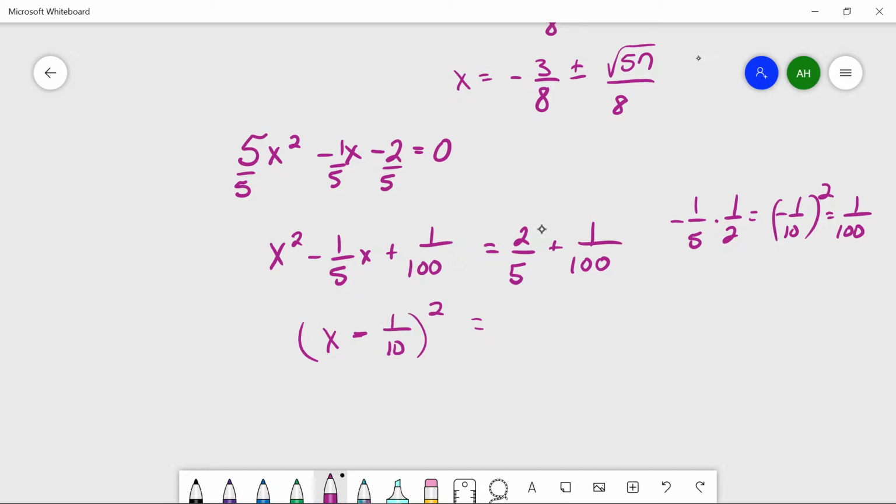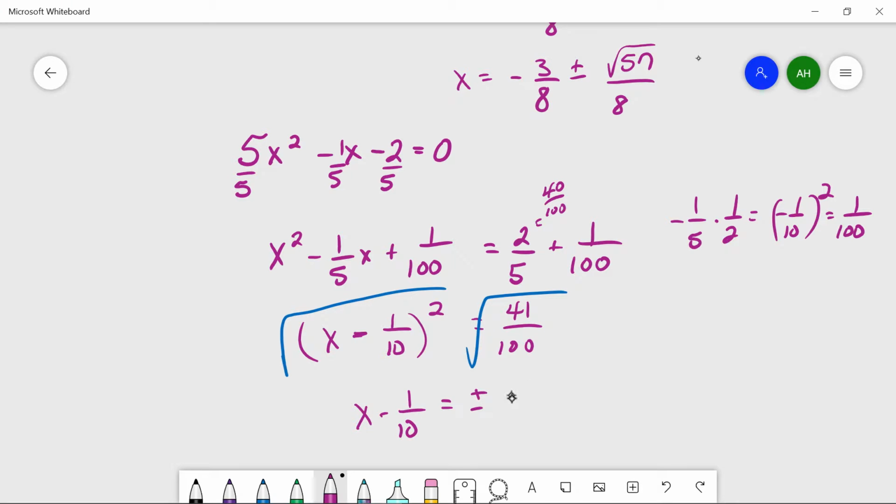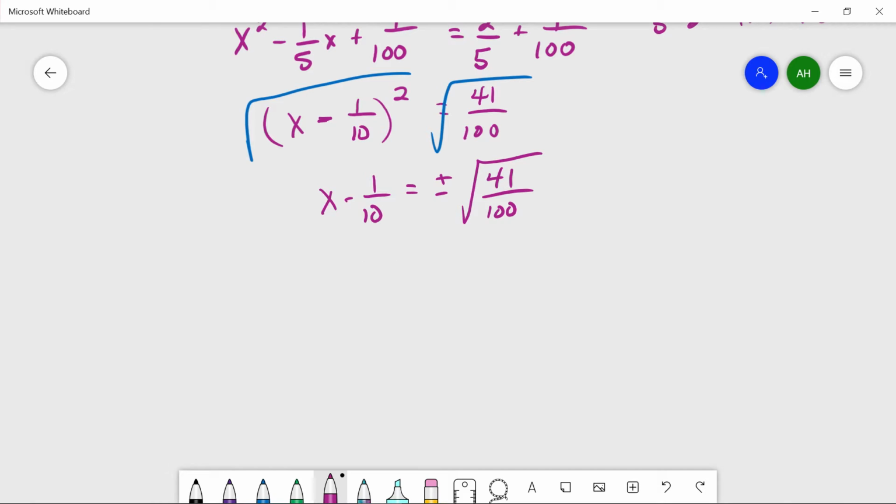Over here, think about the fact that I would take this and multiply it by 20, which would give me 40/100ths. 40/100ths plus 1/100th is going to give me 41/100ths. All right, I'm going to take the square root of both sides. So that's going to give me x minus 1/10 equals plus or minus the square root of 41/100. All right, so let's go ahead and move the 1/10. So I have x equals 1/10 plus or minus.